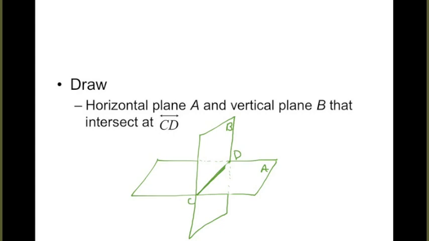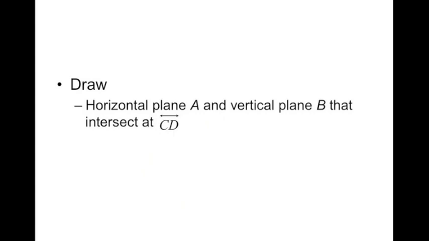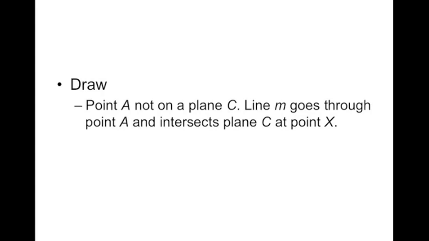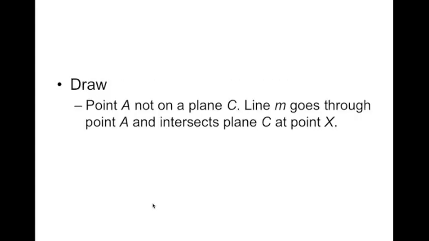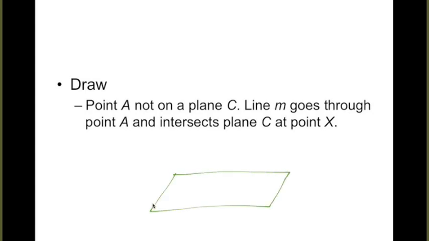One more: we want to draw point A, not on plane C. It doesn't tell us what kind of a plane, so you can draw any kind of a plane you want. I tend to draw horizontal planes unless I'm otherwise told, but it doesn't matter. You just need some kind of a plane C, and you need a point A that's not inside of it. It doesn't tell you where, so just somewhere not inside of it.